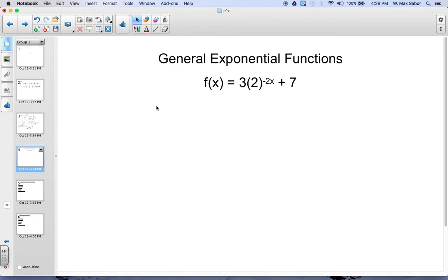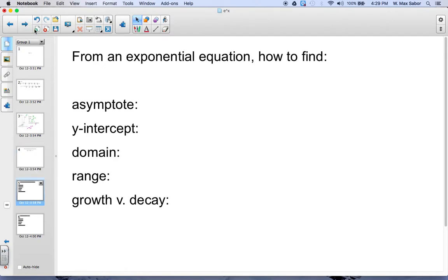The previous video looked at what e to the x looks like, but what if we have just a random exponential function like f of x equals 3 times 2 to the negative 2x plus 7. We know it's exponential because the only interesting thing about it is that there's a variable in the exponent, and it's worth reminding you that exponential functions are repeated multiplication.